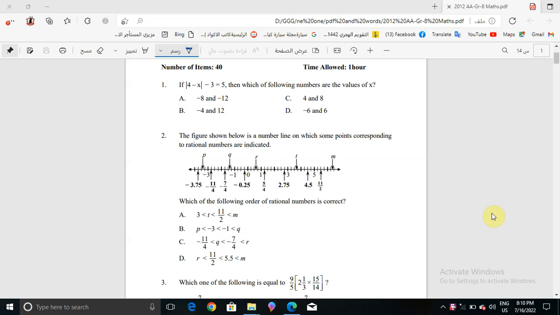Now let's start with the first question. This model is asking: if the absolute value of 4 minus x, minus 3, is equal to 5, then which of the following numbers are the values of x? Now let's start with the question.